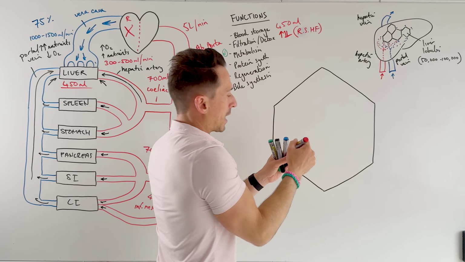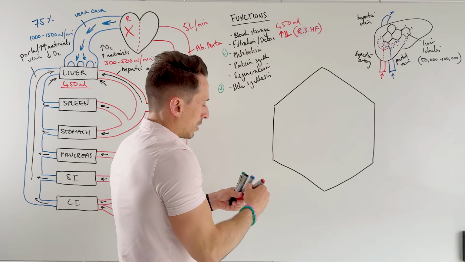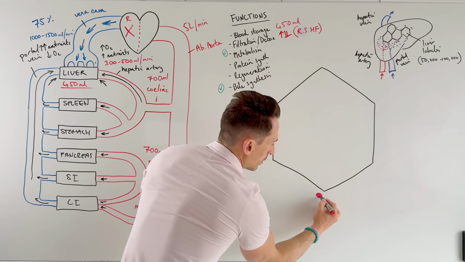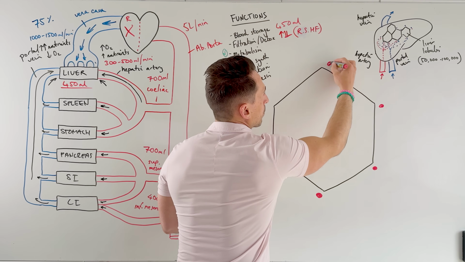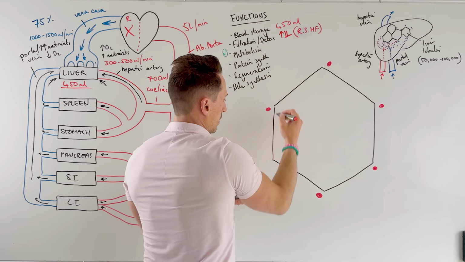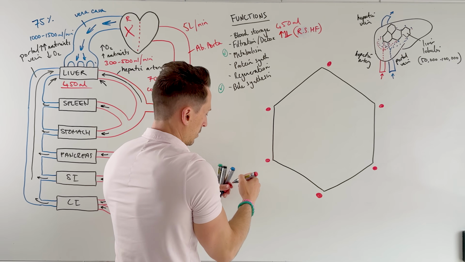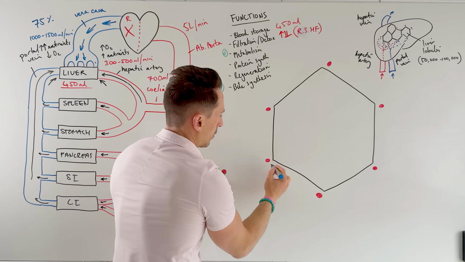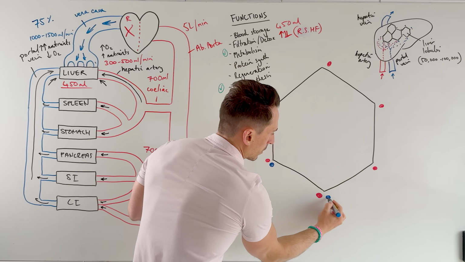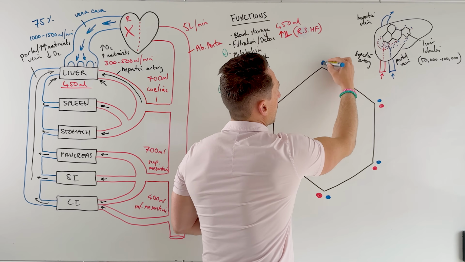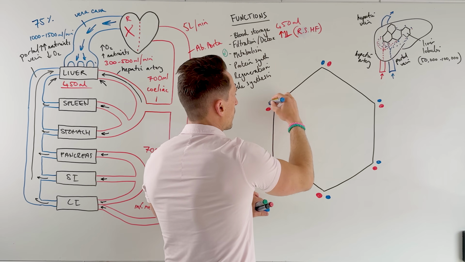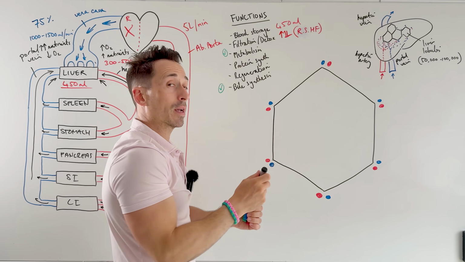So I want to draw that up here on this lobule. So we're going to have hepatic artery at every corner, branch of the hepatic artery. We're going to have a branch of the portal vein at each one of these corners. And we're going to talk about what happens, because this is blood entering, remember? This is blood entering the liver, entering the lobules.